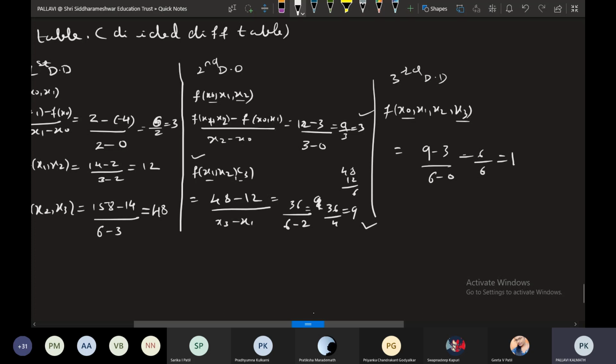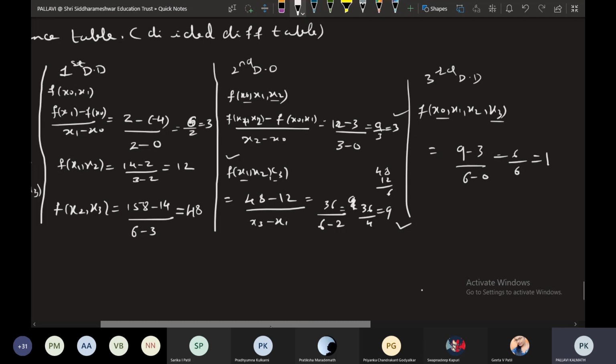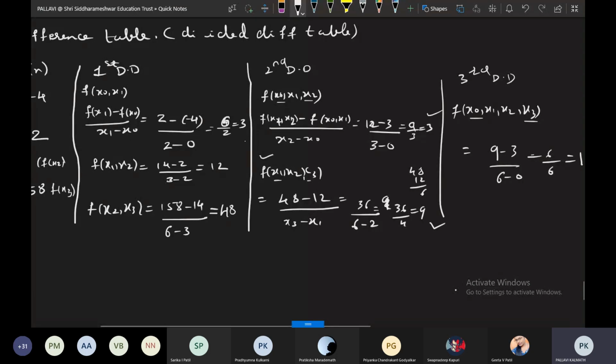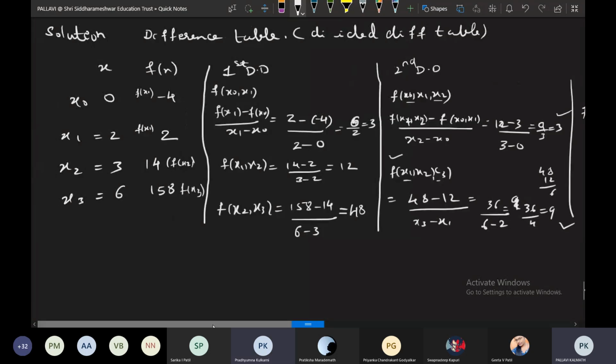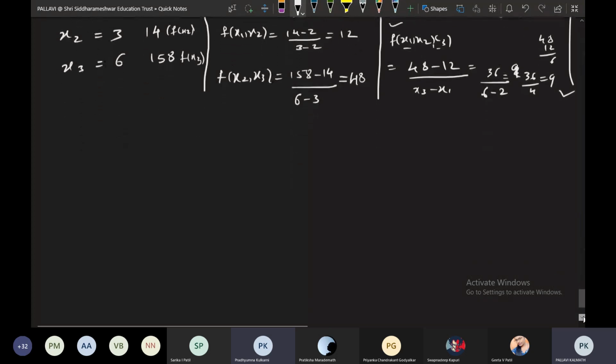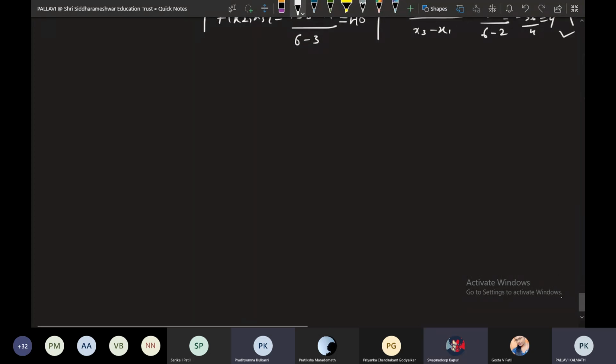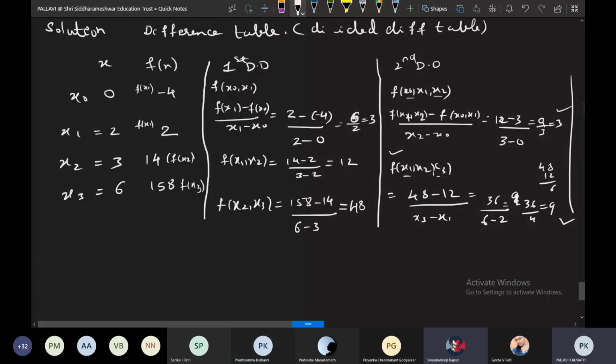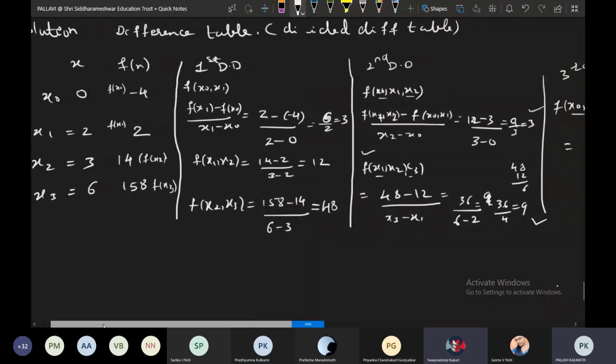Okay. So in the formula, which values will you be using? The first divided difference, f of x naught x1, is equal to 3. The second divided difference, f of x naught x1 x2, is also equal to 3. The third divided difference, f of x naught x1 x2 x3, is equal to 1. So these values you will be using. Has everyone written the table? Is it clear? Yes, ma'am. One minute.